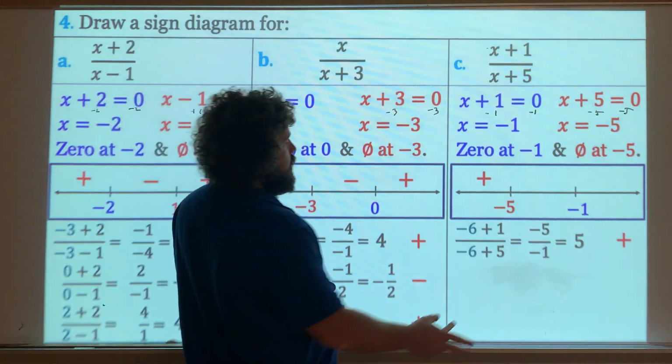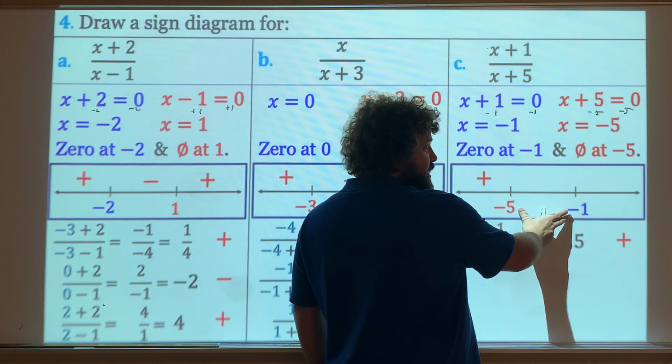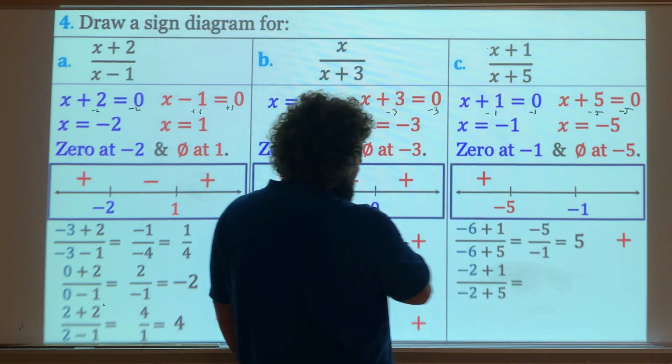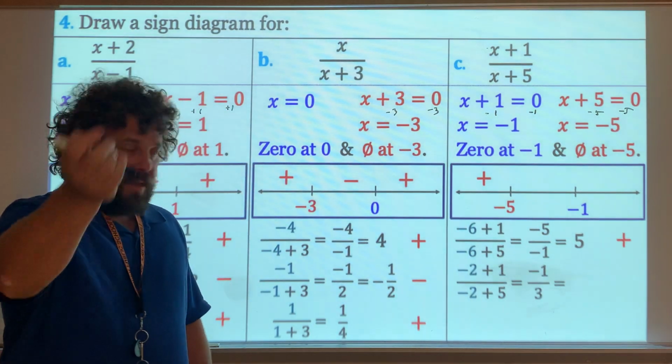0 is not between these, but you know what is? Negative 2. Negative 2 plus 1 is negative 1, divided by 3, negative 1/3.